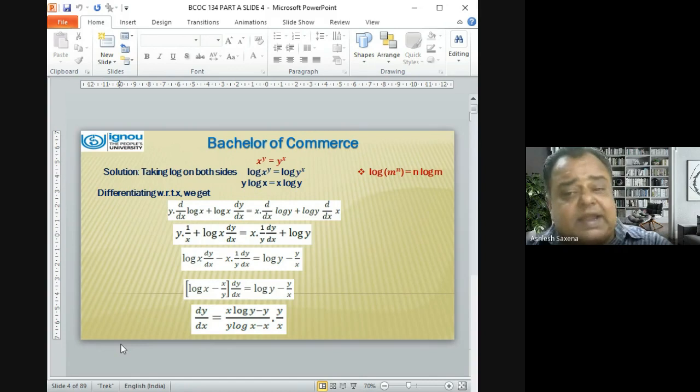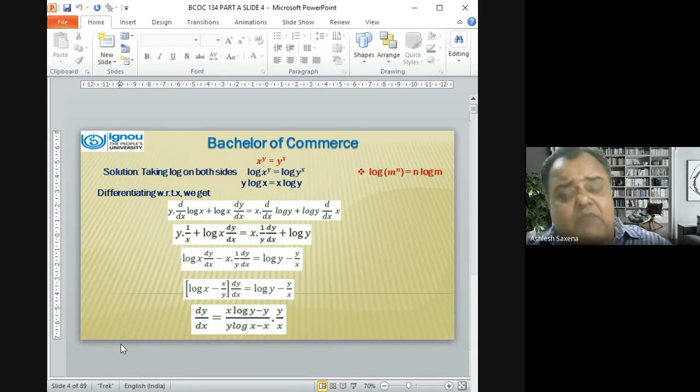Now you can see that this is a form of implicit function. There are two functions in multiplication form in the left hand side and two functions in multiplication form in the right side. That means we will be applying product rule on the left hand side as well as on the right hand side.